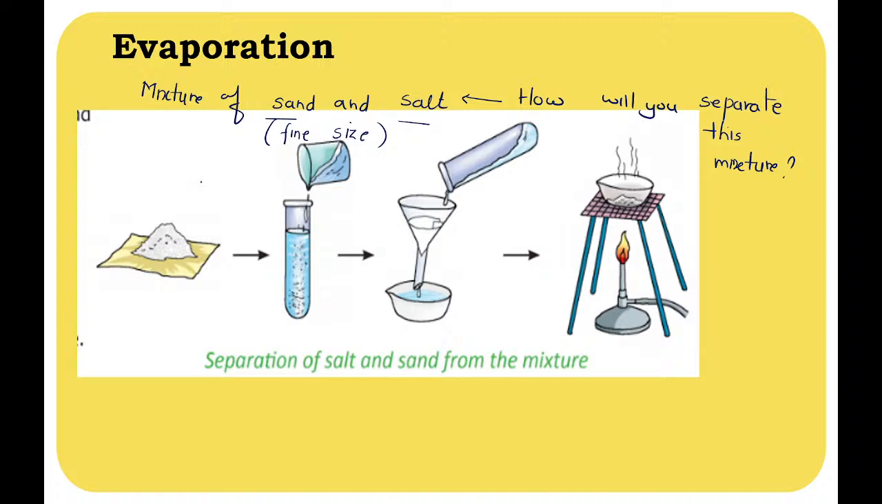We can put this mixture of sand and salt in a beaker and add water to it. What will happen? The salt will get dissolved in water, whereas the sand will not get mixed in water. The sand will be separated. Then, using a filter paper, you can allow that water to pass through it. So you will have a clear salt solution in this container, whereas the sand particles will remain on top.